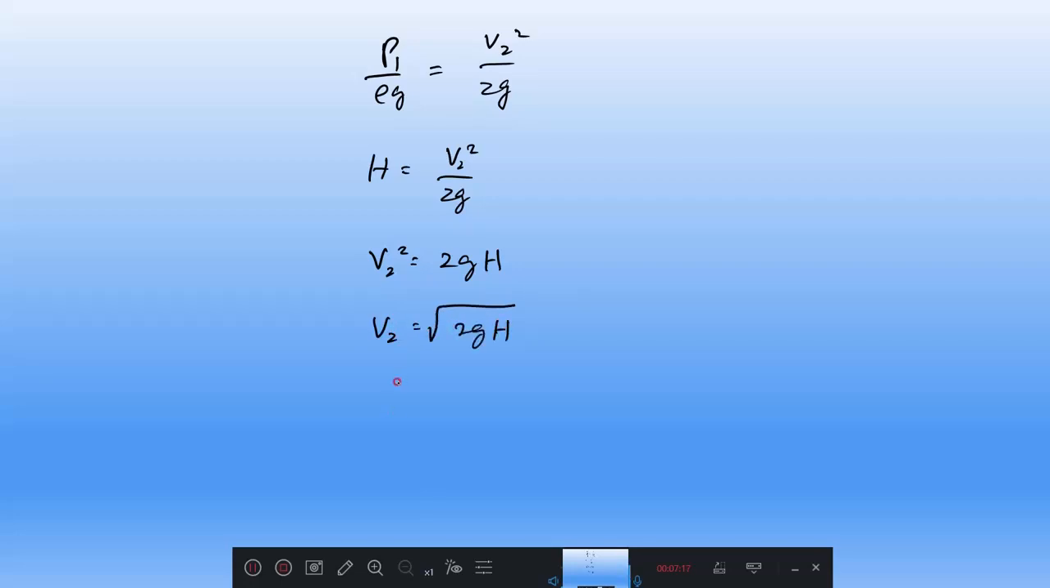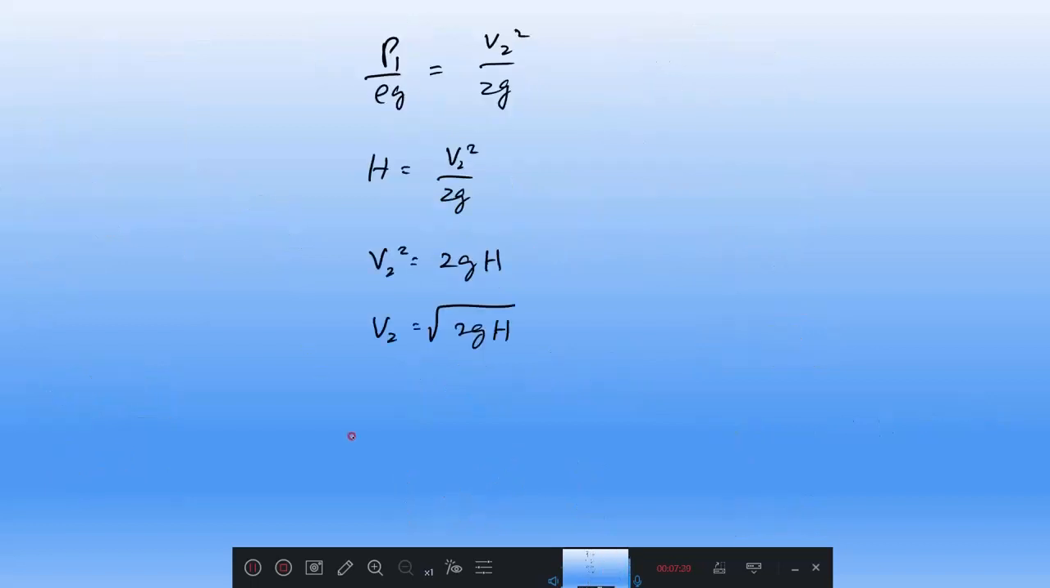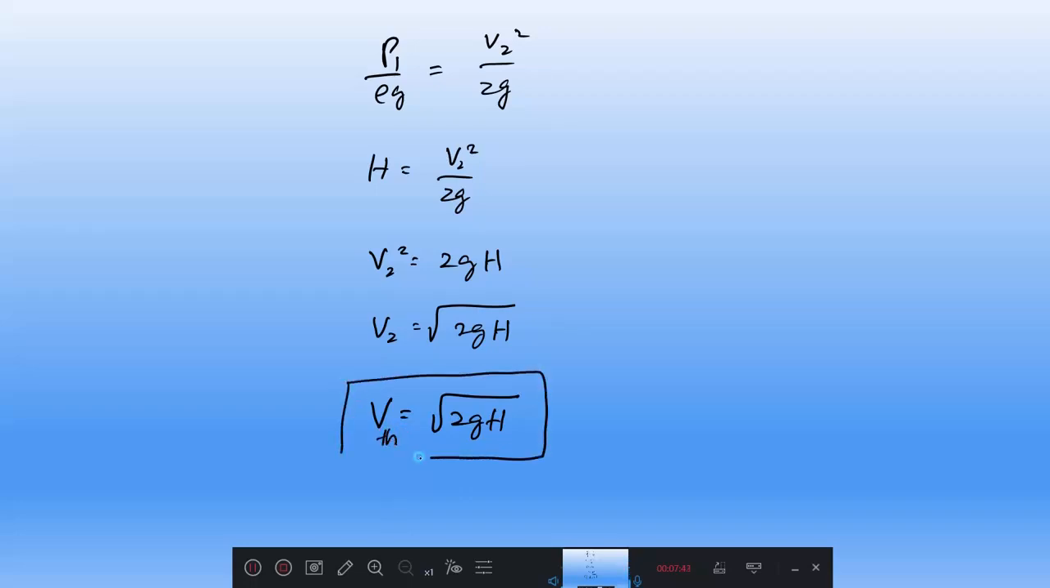In this entire derivation, only one velocity comes into existence, that is V2, so I will just call it V. V is equal to root 2gh. We determined this V theoretically, therefore I can call it the theoretical velocity. Our theoretical velocity derivation is complete.